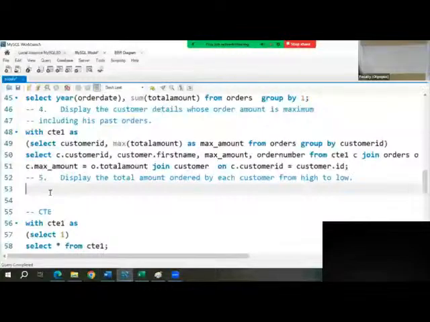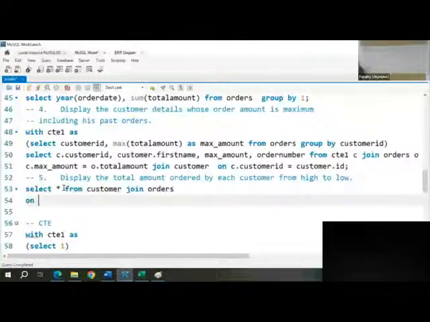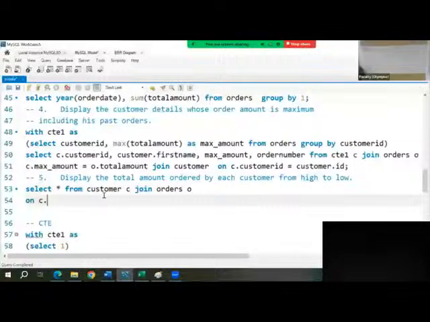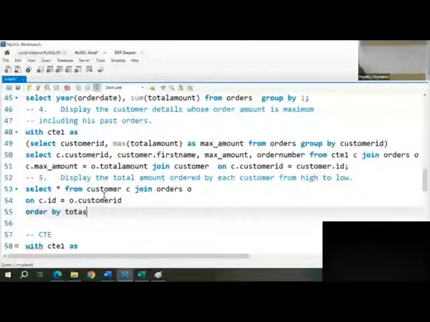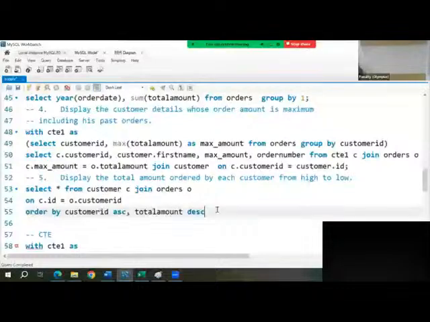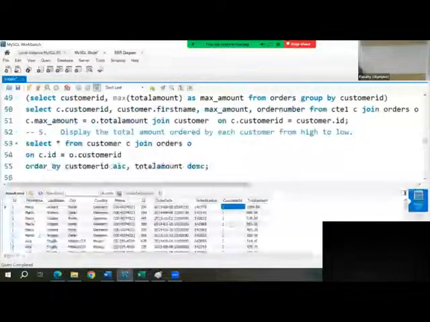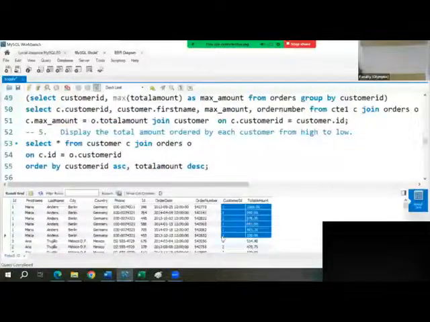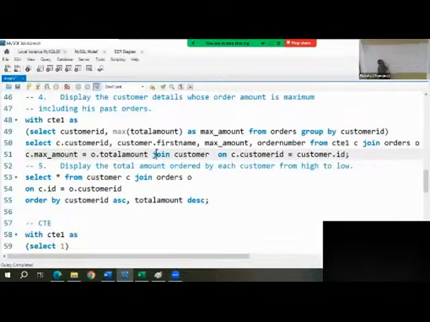Total amount ordered by each customer. Select all from customer, join orders on C dot ID is equal to O dot customer ID, order by customer ID and total. They have just asked us to join and display data. So customer ID in ascending, order amount descending, so from high to low, I hope that is what they're asking. So I just displayed it from high to low. For each customer, transaction sales from high to low. Okay, complete this and then open the level 2 questions.